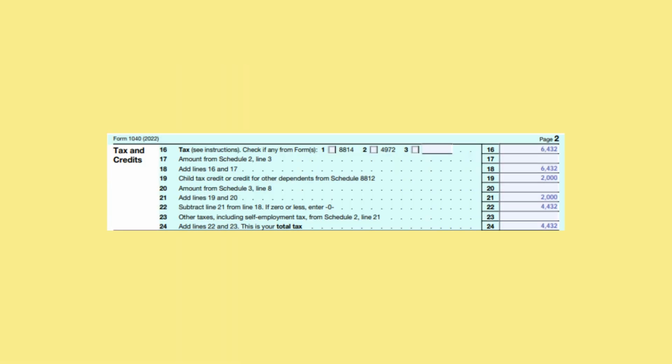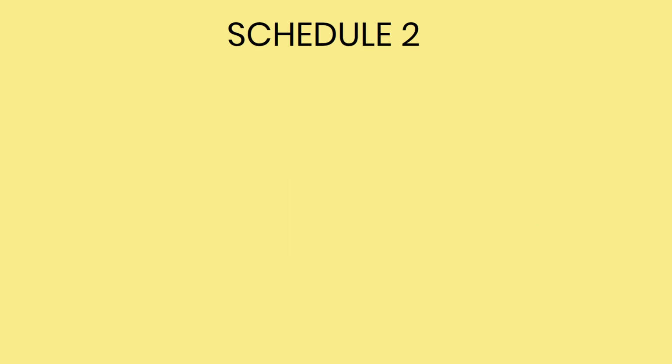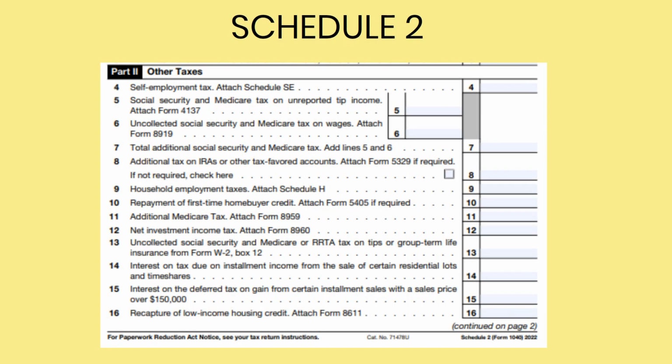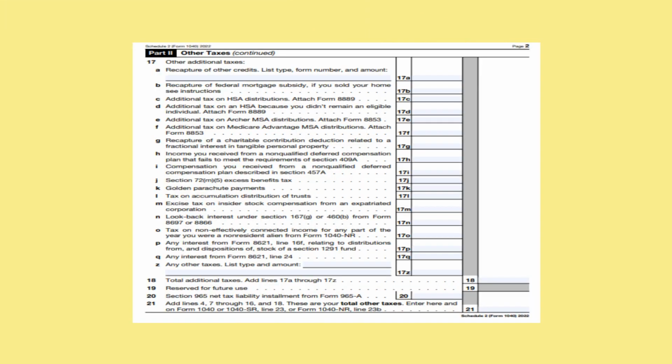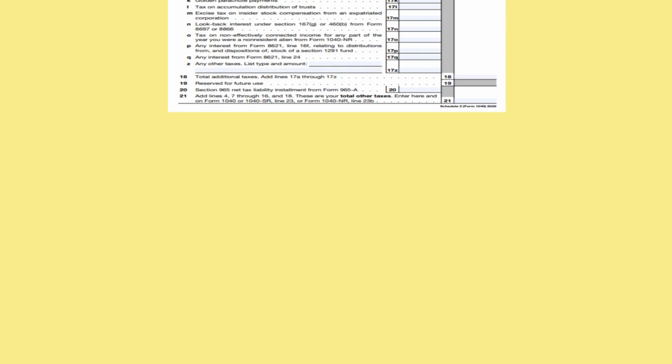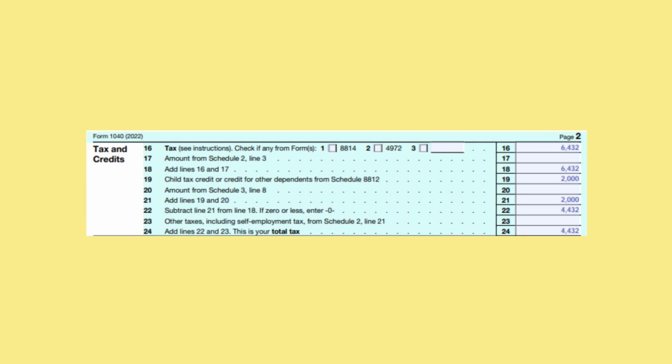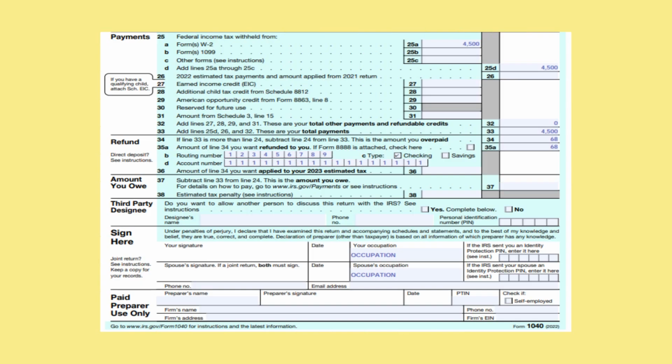On line 21, add lines 19 and 20 together to arrive at $2,000. Subtract line 21 from line 18 to arrive at $4,432 on line 22. On line 23, report any other taxes from Schedule 2, line 21, the most common one being self-employment tax. On line 24, add up lines 22 and 23 to arrive at $4,432 for your total tax.